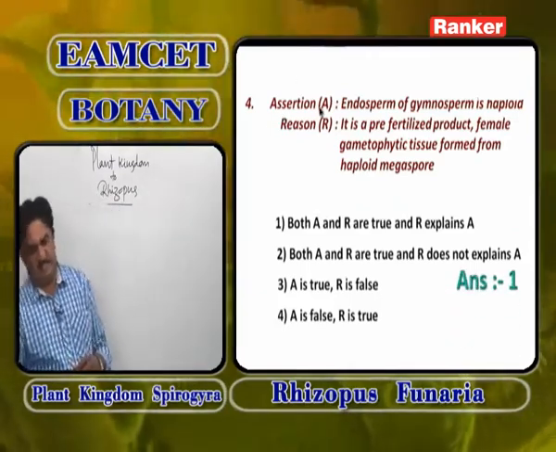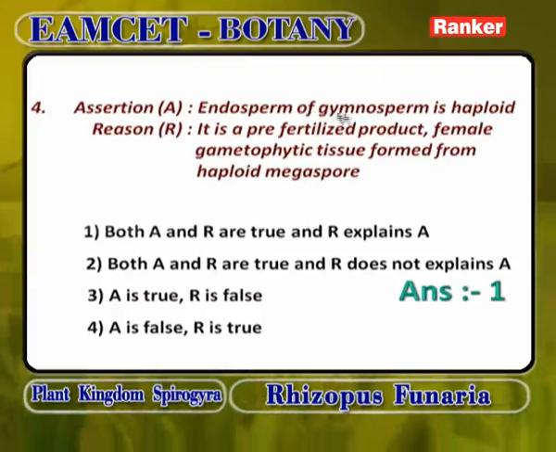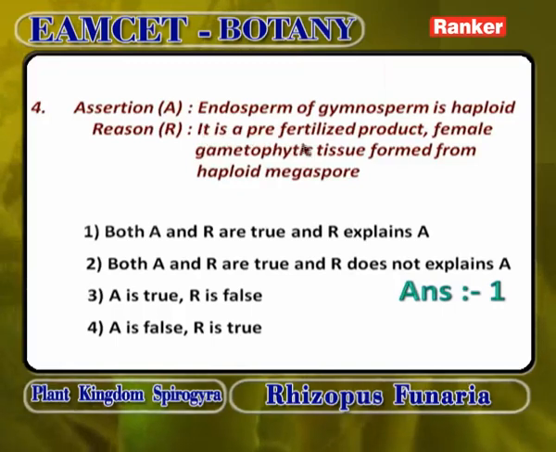Now this is an assertion reasoning question. Endosperm in gymnosperm is haploid. Endosperm in gymnosperms is definitely haploid. It is a pre-fertilization product, female gametophytic tissue formed from haploid megaspore. In gymnosperms, 4 megaspores are formed. Of these 4 megaspores, as in angiosperms, 3 degenerate and 1 is a functional megaspore.